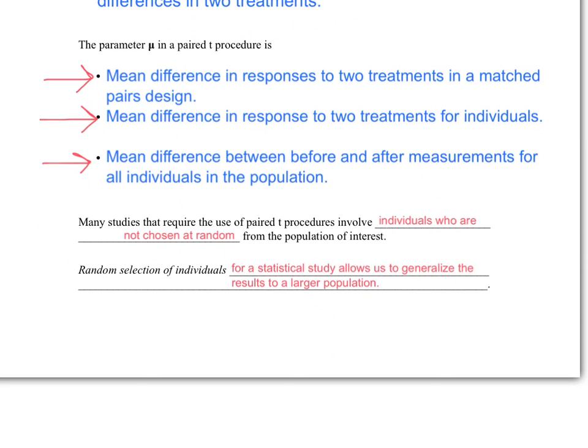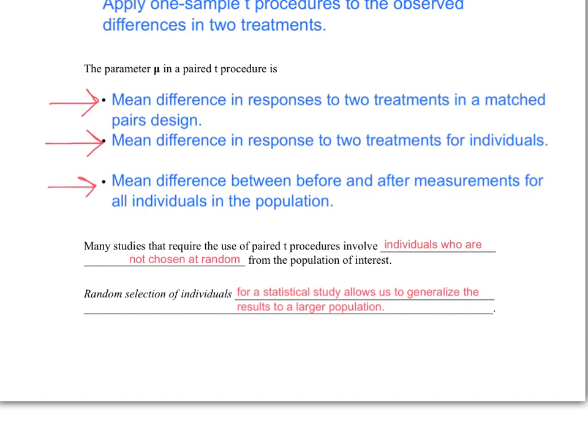Many studies that require the use of paired T procedures involve individuals who are not chosen at random from the population of interest. If you think about this, the most obvious design for a paired experiment is to use identical twins because their genetic makeup is identical, and so we have really restricted the lurking variables at play. This means if we're choosing identical twins, we can't choose people randomly. So that is violated in terms of the selection of our individuals.